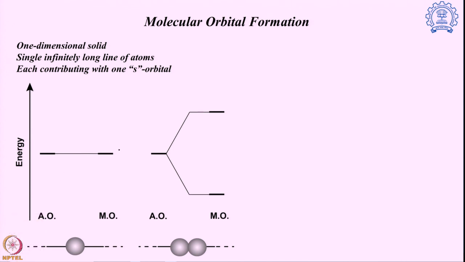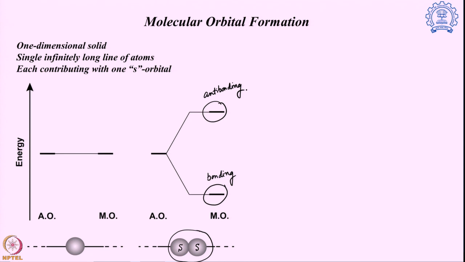Now we go to the next part, where we have two atoms and both of them are contributing s orbitals, and these two s orbitals are now interacting. During their interaction, as we just discussed, two atomic orbitals are participating, and they are going to contribute one bonding and one anti-bonding molecular orbital. So this is the bonding one, this is the anti-bonding one.